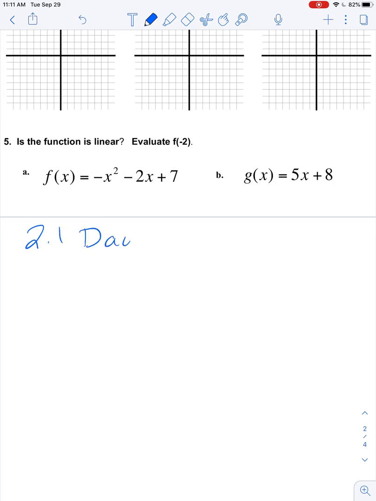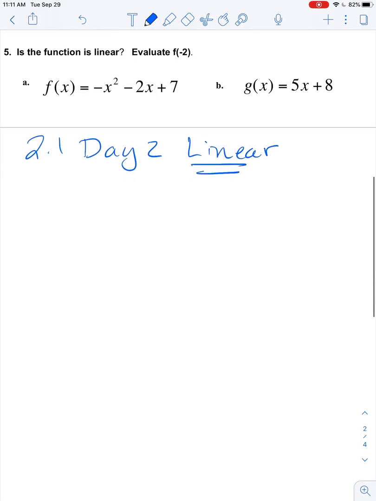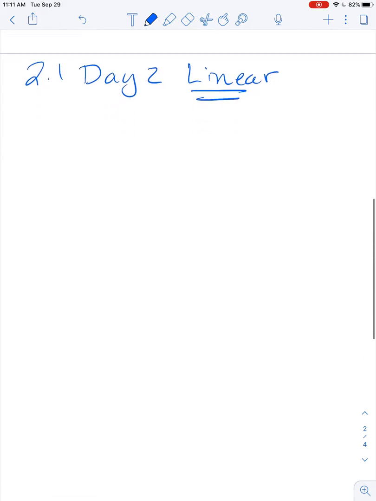All right, folks, this is going to be part 2.1, day 2. And we just kind of sheared this in half because it was a lot of information for one day. So we're still talking about functions, but now we're going to talk specifically about linear functions. And what it means to be linear is basically that you form a line.